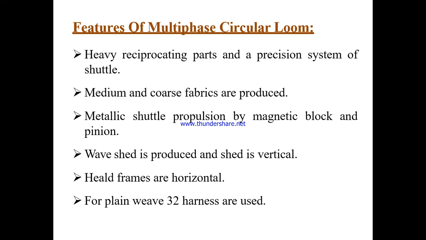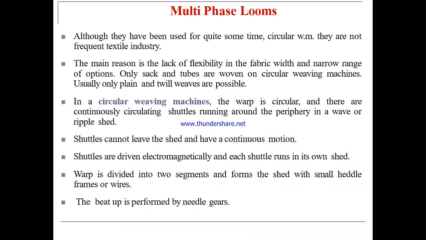Weft shed is produced and the shed is vertical. So here the shed is not horizontal, the shed is vertically formed. Heald frames are horizontal in nature here, but in the single phase loom, heald frames are vertical in nature. For preparation of a plain weave, minimum 32 harnesses are required.